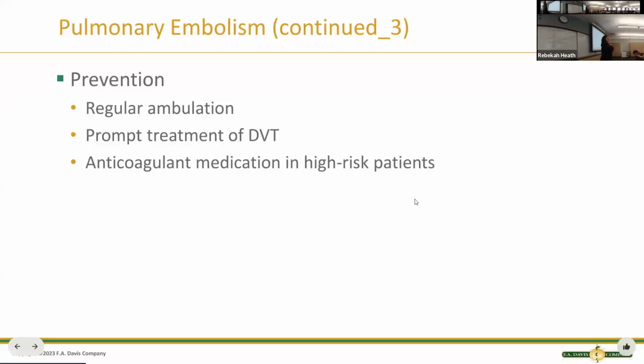What are some other things we do as nurses? What are some nursing interventions we do to try to help prevent DVTs and PEs? Yeah, I want to ambulate our patients. I'd use stockings, SCDs or TED hose, the compression stockings. We might give them heparin.